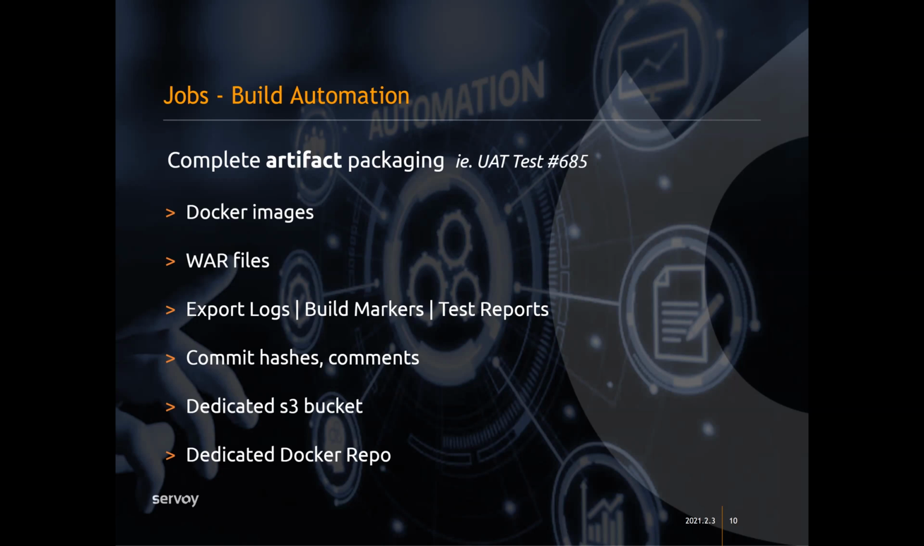And all of these artifacts go to a dedicated S3 bucket. So you can download them directly from the Cloud Control Center, but if you need to automate it in a certain way, you can go to that S3 bucket. Except for the Dockers, they go to our Docker repository. That can also be automated.